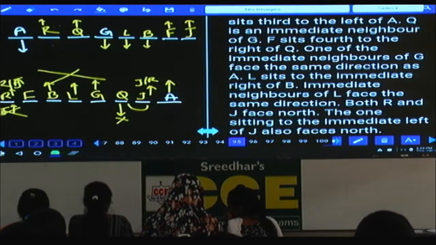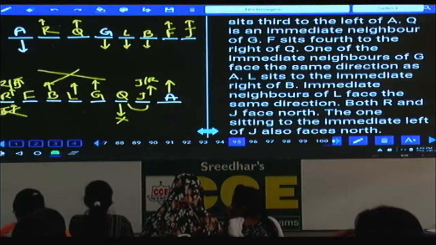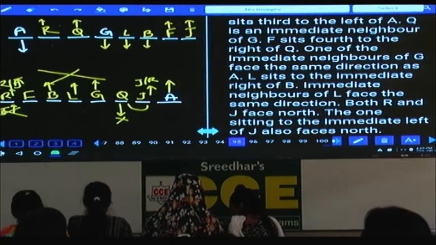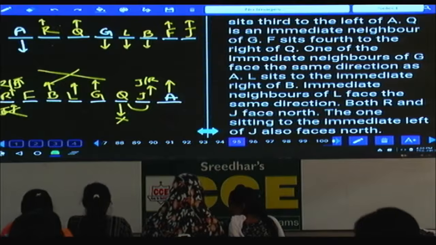Now this is about paper number 449, question number 66 to 100. Yes, any doubts in these questions? Anything to be discussed once again?